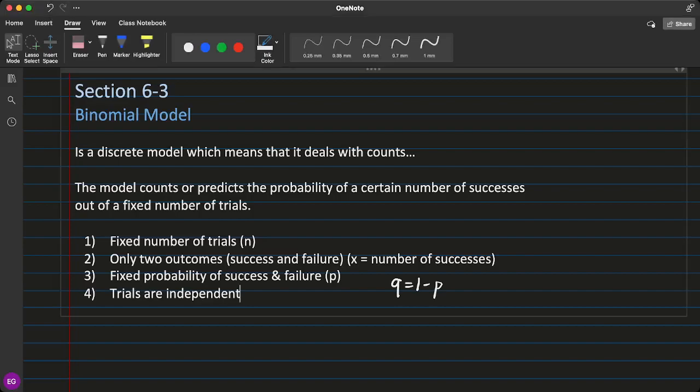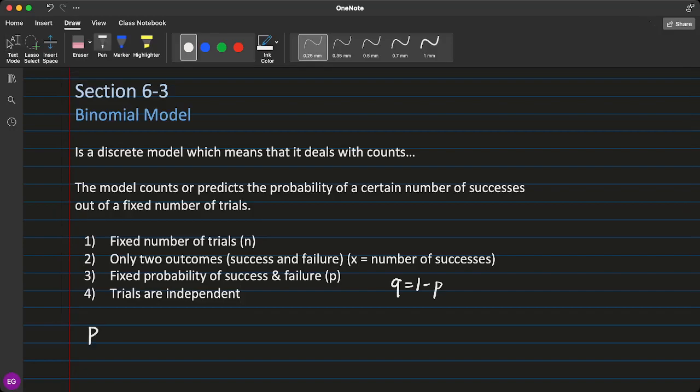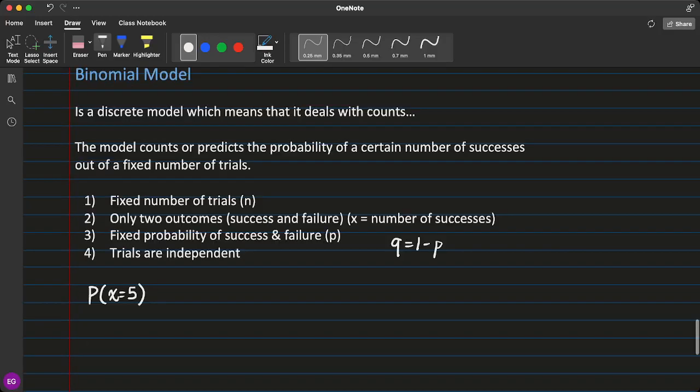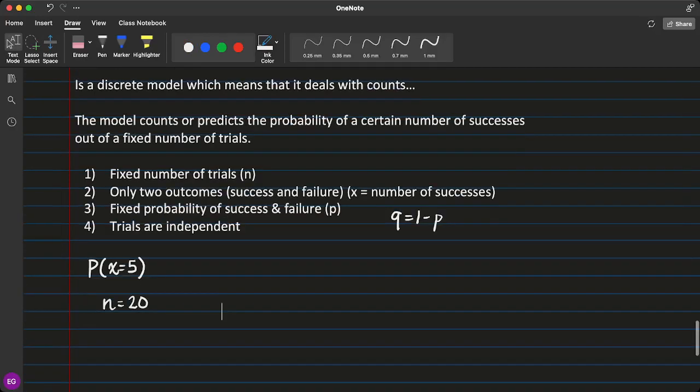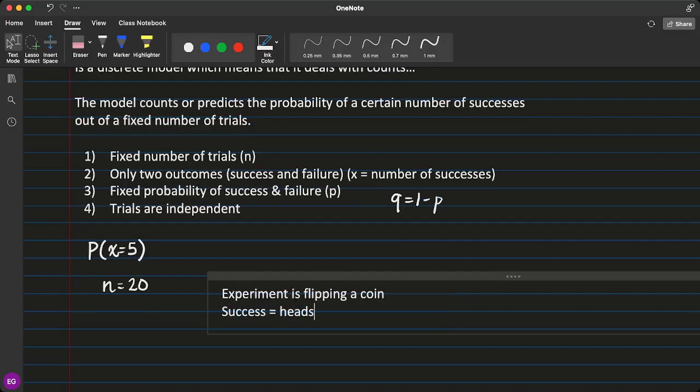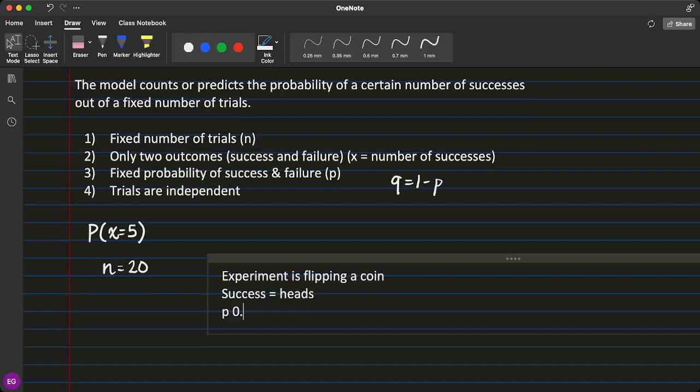Okay, so we have our 4 rules, and now let me show you. What we're interested in calculating is the probability that I get 5 successes, and then you have to specify everything else. For instance, whatever I'm doing, I'm going to take 20 trials at it. Let's say our experiment is flipping a coin. Success equals heads, which means that the probability of success is 50%. And let's say we do it 20 times.